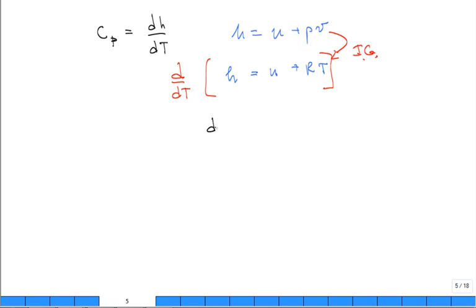We'll get the derivative of H with respect to temperature, the derivative of U with respect to temperature. We'll use the chain rule. So we have the derivative of R with respect to temperature times temperature, plus R times the derivative of temperature with respect to temperature. Did I do the chain rule correctly?